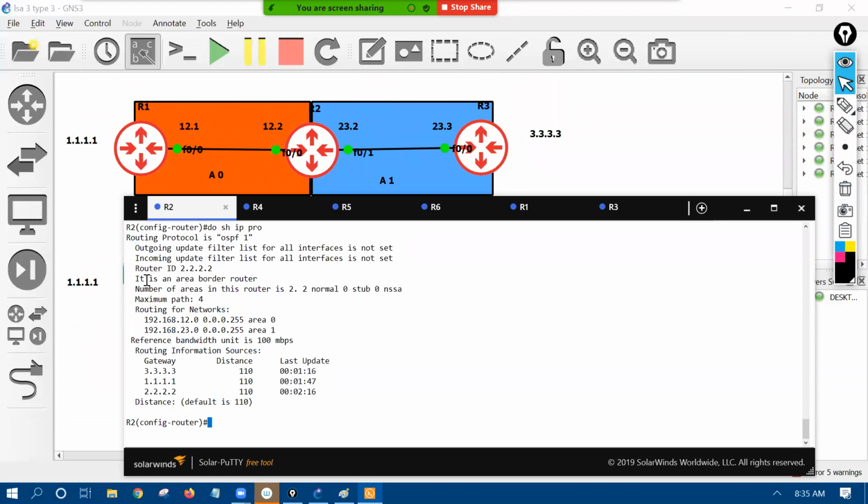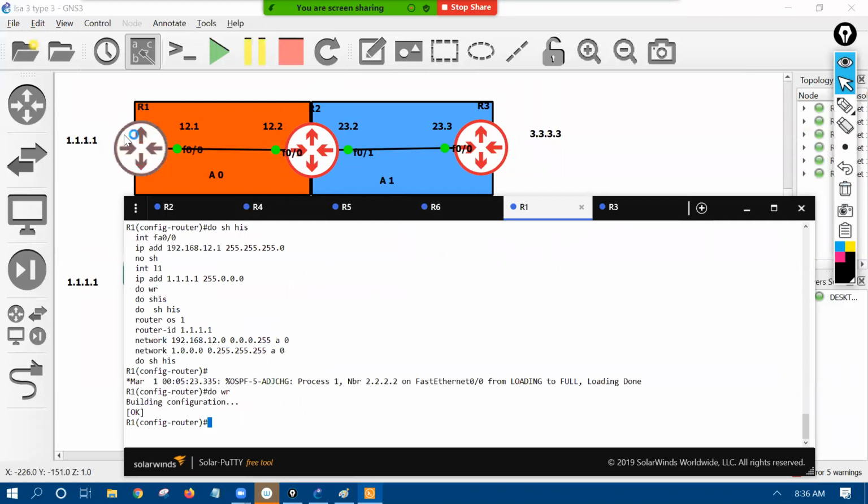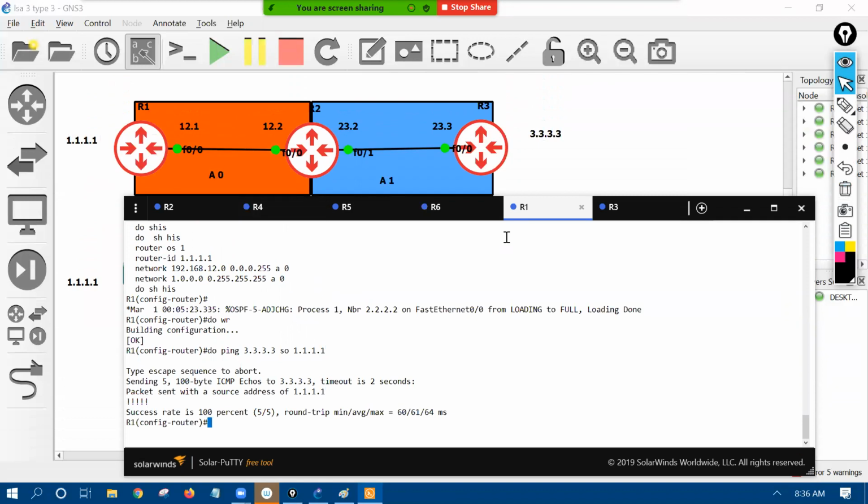What happened? It's an area per router. R2 is my ABR because one interface belongs to area number 0 and one interface belongs to area number 1. It's an ABR router. And now if you see the communication between R1 and this loopback 3, I say ping source 101 is possible, right? Because here R2 is the ABR router.